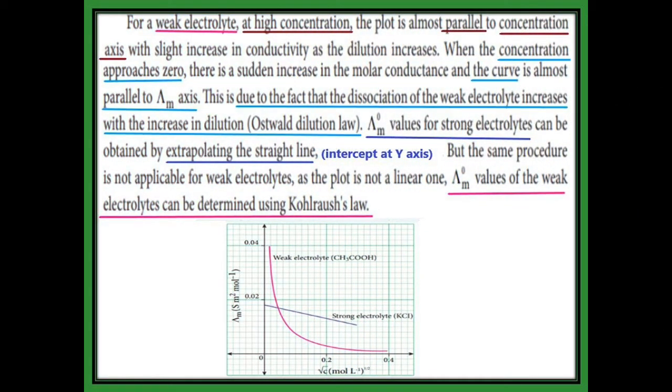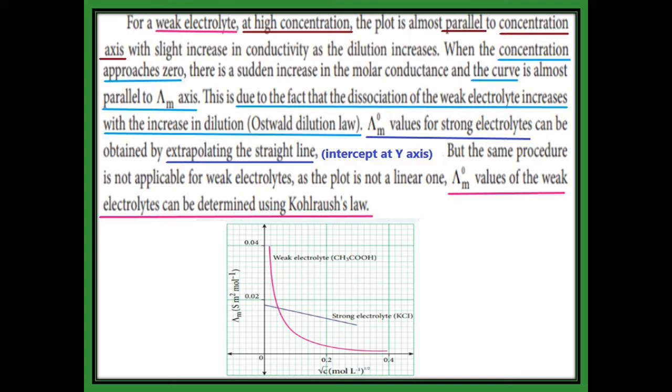Now we are going to see the weak electrolyte. For the weak electrolyte, you see the graph, it is a curved line. When the concentration increases, the line is parallel to the concentration axis. When the concentration decreases, the curve is parallel to the molar conductance axis, that is the y-axis. The dissociation of a weak electrolyte increases when water is added, because a strong electrolyte is fully dissociated, but a weak electrolyte is not like that. A weak electrolyte is partially dissociated, so to dissociate it fully we have to add more water, and only then is the weak electrolyte fully dissociated.